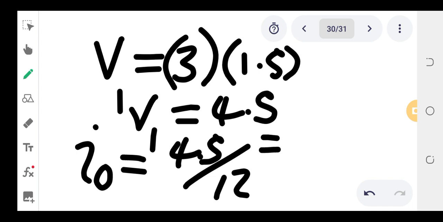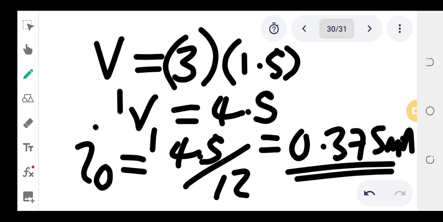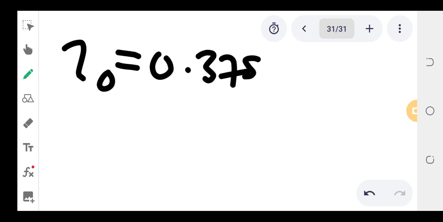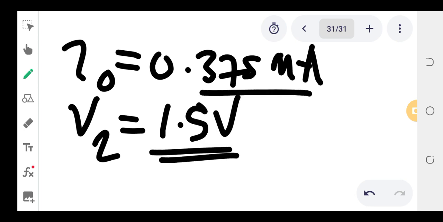So I'm getting 0.375 milliamps. So this is the current that I'm able to get. So I've got IO equals 0.375 milliamps, and V2 equals 1.5 volts. So then we have answered.